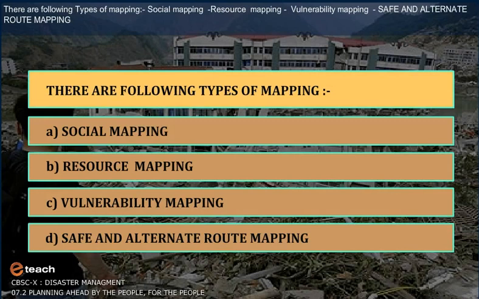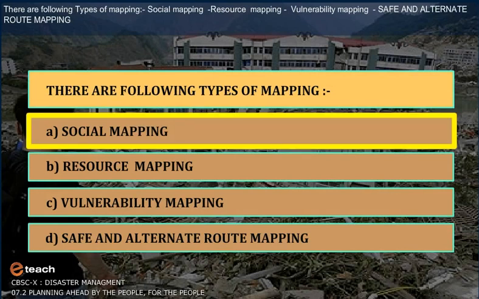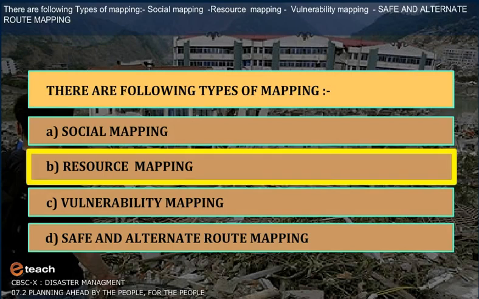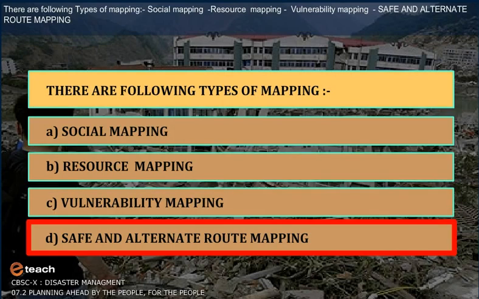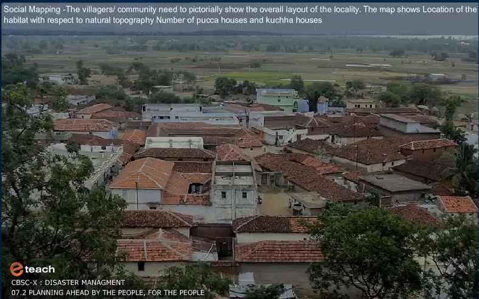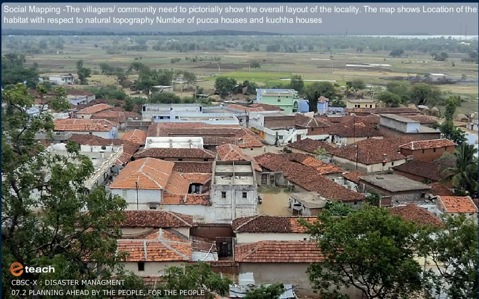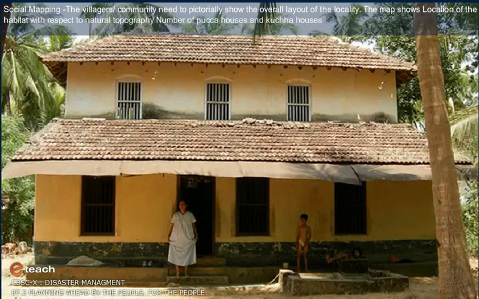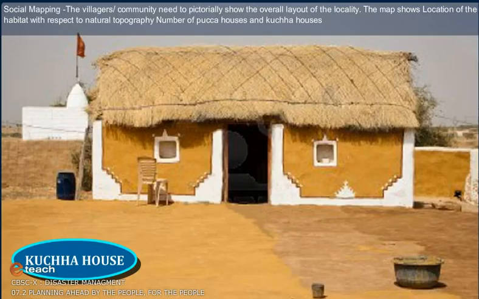There are the following types of mapping: social mapping, resource mapping, vulnerability mapping, and last, safe and alternate route mapping. Social mapping. The villagers or community need to pictorially show the overall layout of the locality. The map shows location of the habitat with respect to natural topography, number of pakka houses and kacha houses.